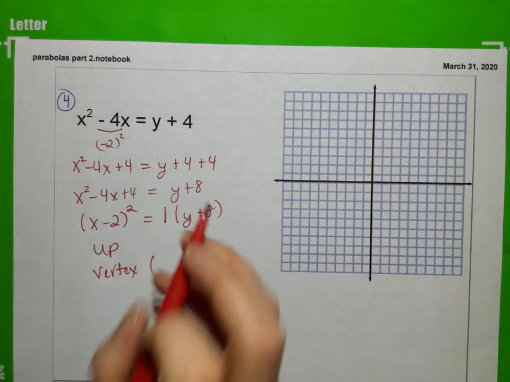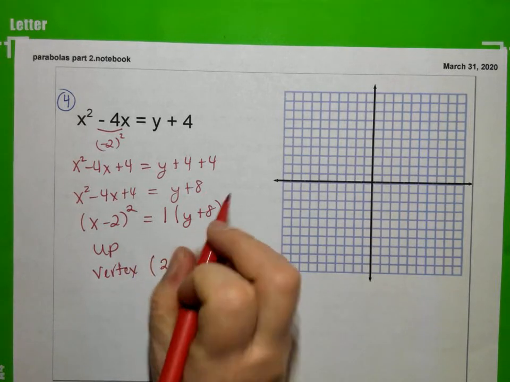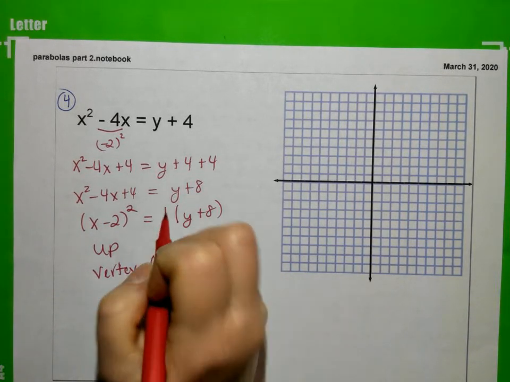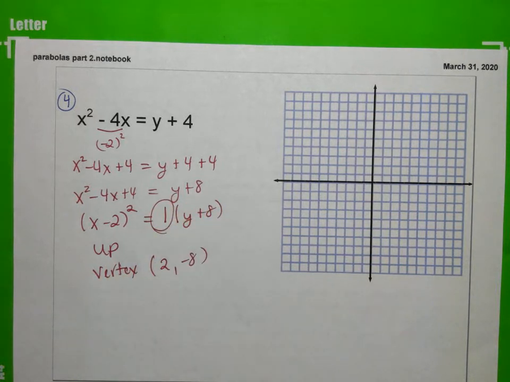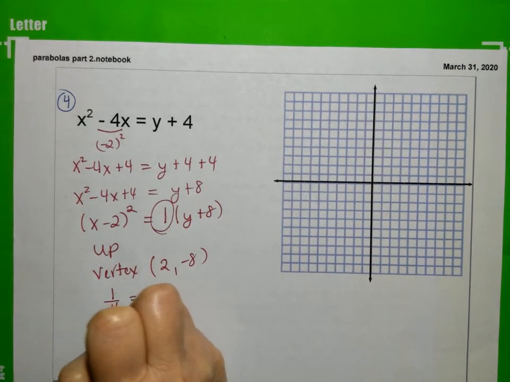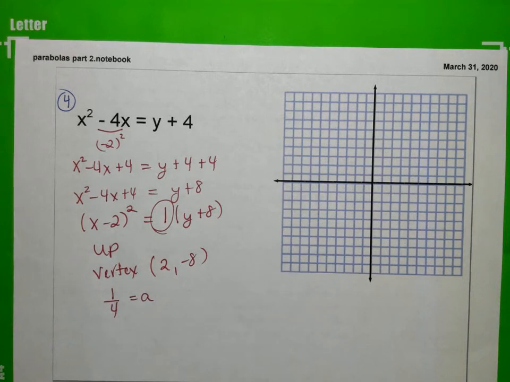What am I subtracting from x? A 2. What am I subtracting from y? Negative 8. I take the number in the front. I divide it by 4 if it's positive. So my a is 1/4.